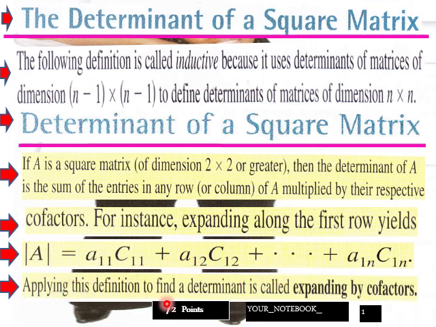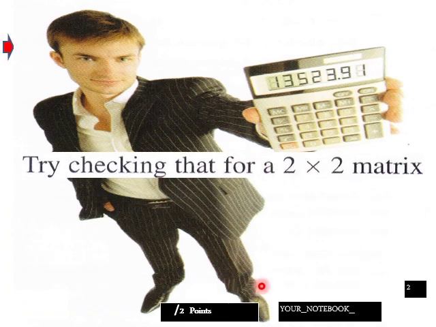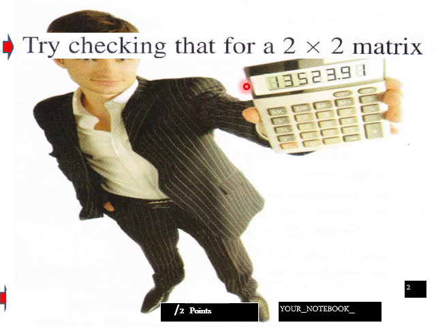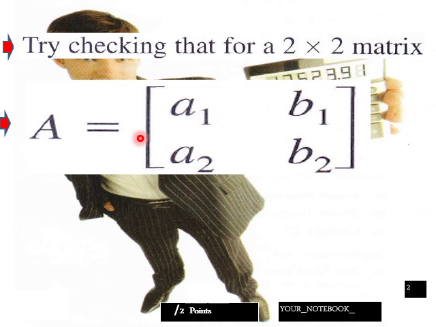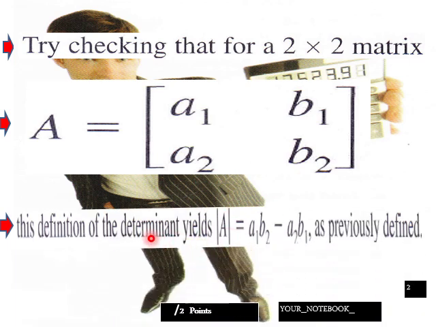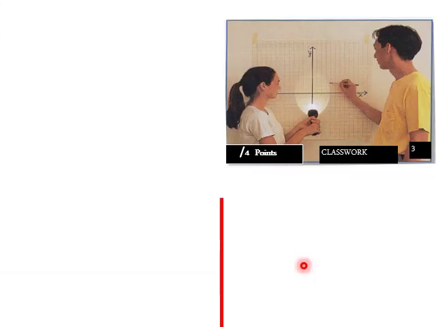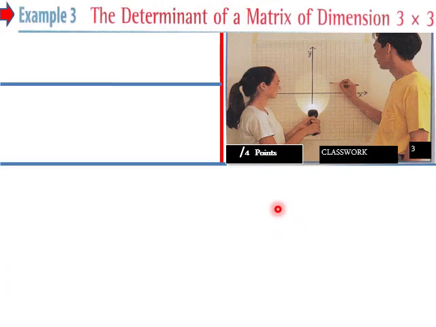Applying this definition to find a determinant is called expanding by cofactors. Okay, so try checking that for a 2 by 2 matrix. So in this situation here, this is a 2 by 2, a1 b1, a2 b2. This definition of the determinant yields the determinant of A equals a1 b2 minus a2 b1 as defined. So we've already defined that.